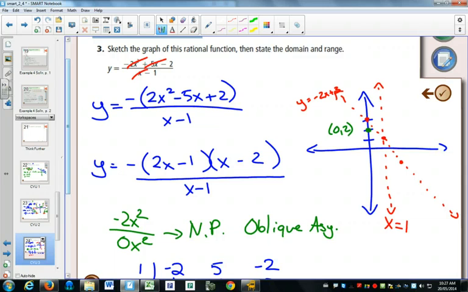And we already factored it, so we'll be able to find out what our x-intercepts are. We know that we have one x-intercept at 1/2, and we have another x-intercept at 2.